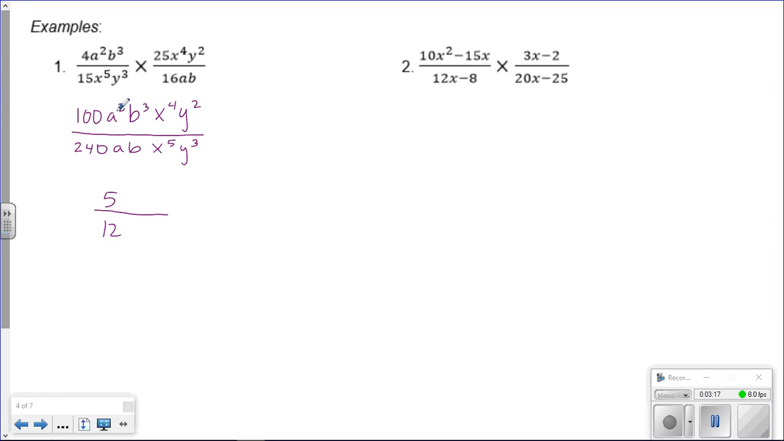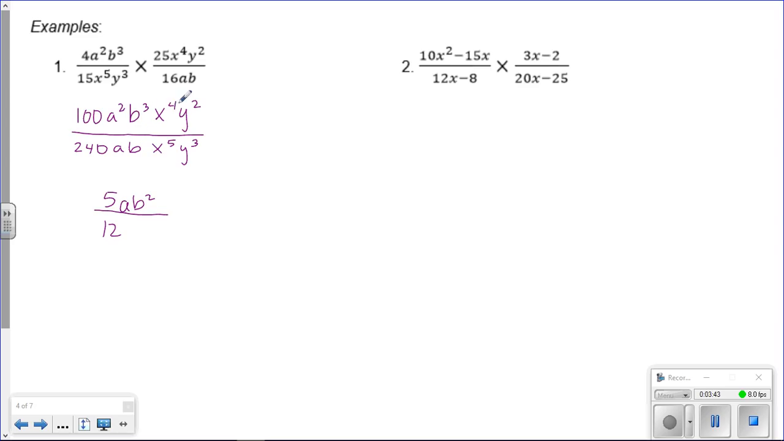And then you can start canceling out what you can. So I have a squared in the numerator and a in the denominator. So I have 2 here and 1 here. So I'll have 1 left, and it's going to be in the numerator. Next, I have b cubed over b. So I have 3 on top, 1 on bottom. So I'm going to have 2 left, and they're going to be in the numerator.